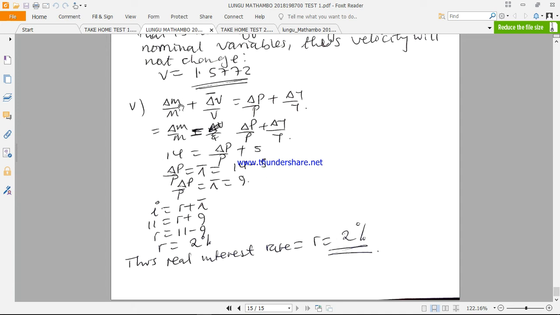So the conclusion of the whole matter is that if money supply is growing at 14% and output is growing at 5%, we must expect inflation to grow at 9%. But what we want is to get the real interest rate. And where do we get the real interest rate? We're getting this from, of course, the Fisher effect.